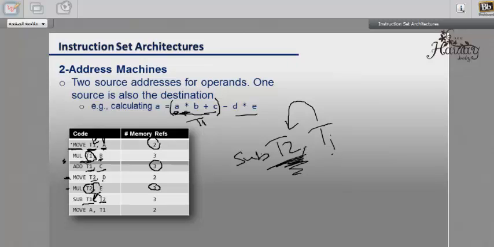Now we finished eventually. We got the value of T1, but we are not interested. We have no T1 inside the equation. We are interested in A. So we need to move the value of T1 inside A. So now we have the value of A. Simple enough, I think.